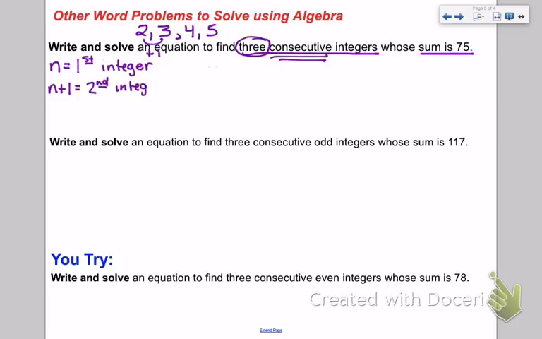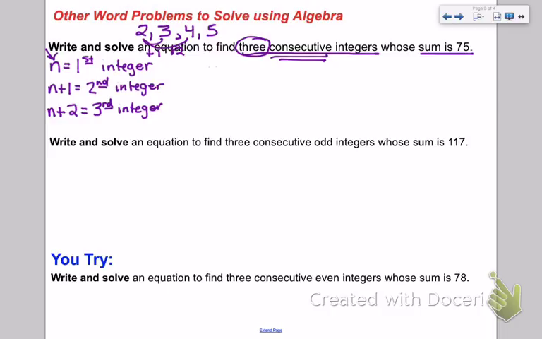Second integer. And then to find my last one, I'm going to do n plus 2. That will be my third integer. Because if I look at the list that I have above, to get from 2 to 4, I'm adding 2. It's all in relation to this first one. So now that we've defined our variables, we have n, n plus 1, and n plus 2.